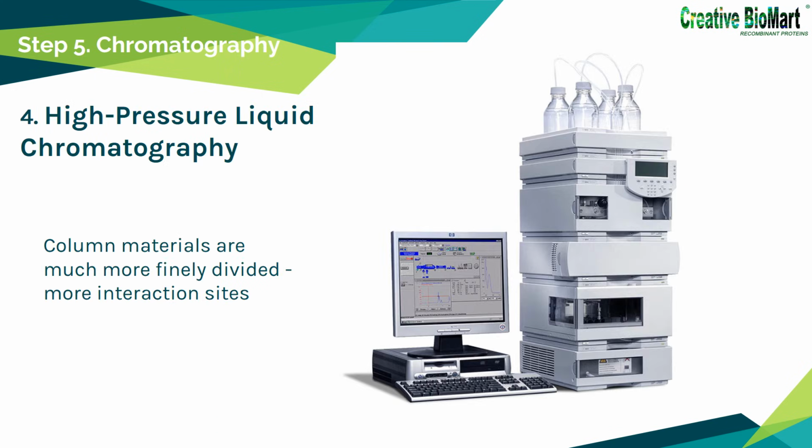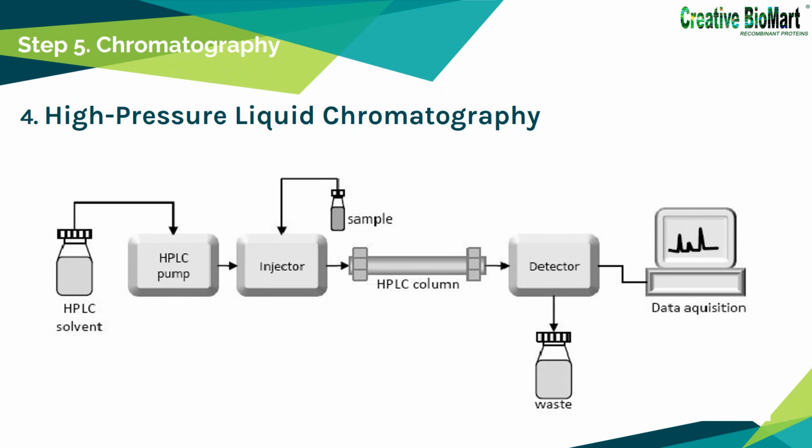High pressure liquid chromatography. The resolving power of all of the column techniques can be improved substantially through the use of a technique called high-pressure liquid chromatography. This technique can enhance the ability of the other columns discussed above. The column materials themselves are much more finely divided and, as a consequence, there are more interaction sites and thus greater resolving power.